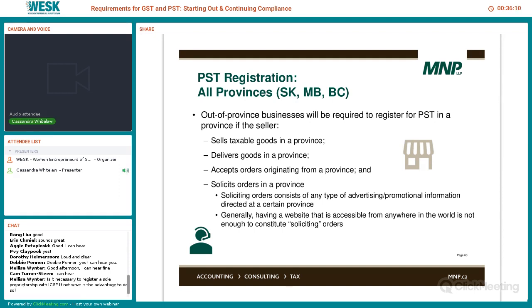Even if you don't operate out of a province, you may be required to register for that province's PST. So if you're selling taxable goods in a province, delivering them to a province, accepting orders originating from a province, or if you're soliciting orders in a province, you'll still need to charge PST, even if that's not where your business is located. Soliciting orders generally involves direct targeting of certain provinces. So if you've just got a website that's open to anybody, can be accessed throughout the world, and you're not specifically targeting a province, then you don't fall into the soliciting orders rules.